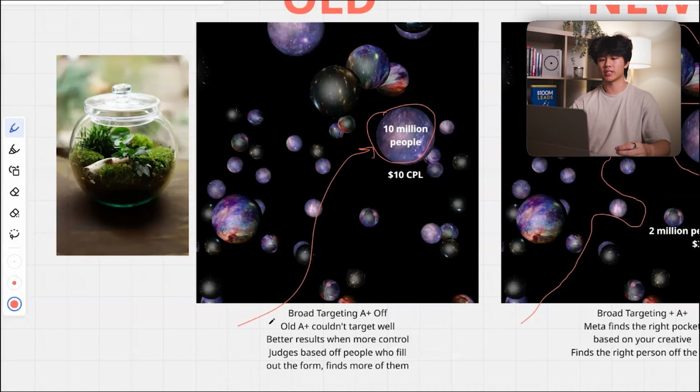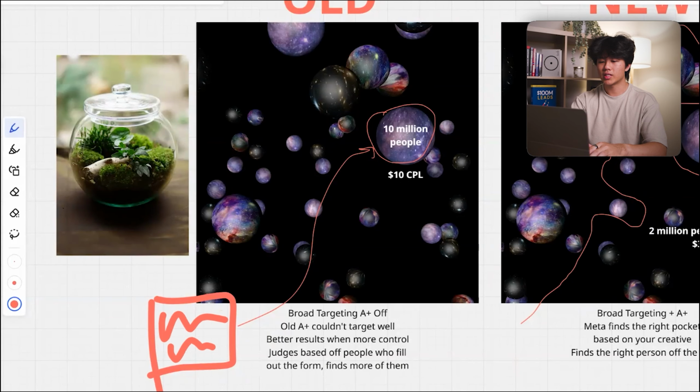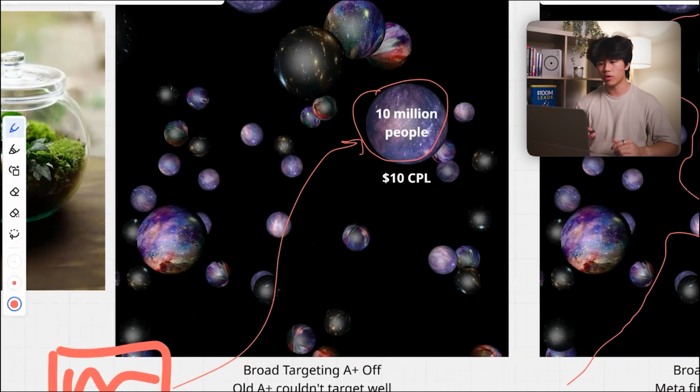So what it would do is with your ad creative, it would send it out to a random pocket. Like what you see here, it would send it out to a random pocket, say it's 10 million people. And then you'll get a $10 cost per lead there, right? It's going to target all of the people in that 10 million. For the people who do fill out the form, it's like, hey, let me find more of those people. And then it's going to just send it out to more of those people, whether it's right or wrong.